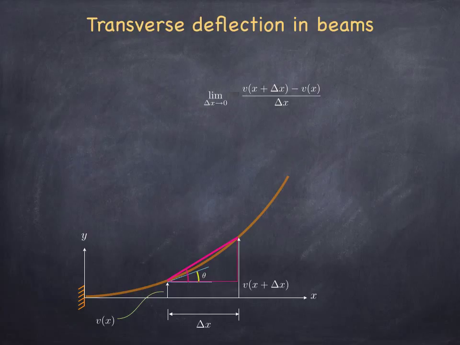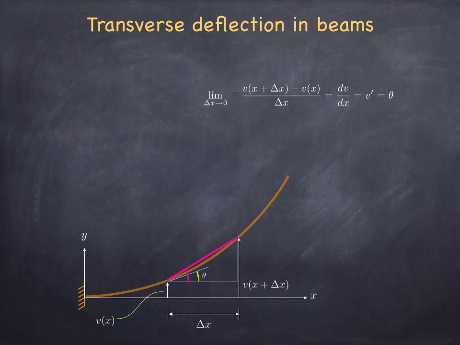We know from calculus that this limit is nothing other than the first derivative of the transverse deflection field V with respect to x, which we sometimes also denote as V prime. So if we somehow can obtain V and differentiate that with respect to x, what we obtain is the angle theta that the neutral plane's tangent makes with the horizontal direction x.